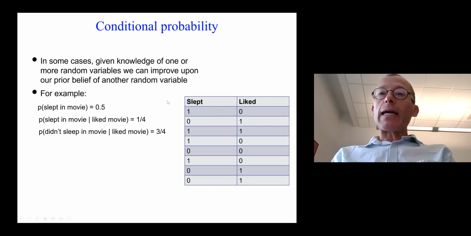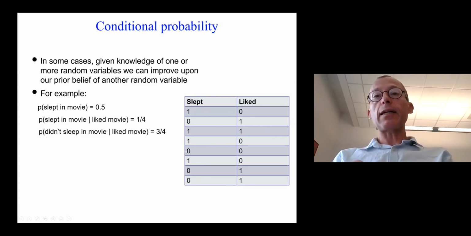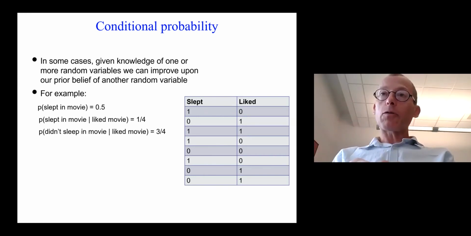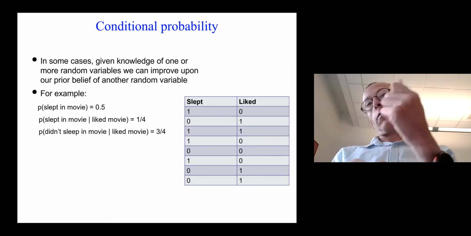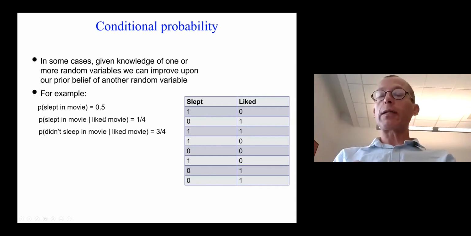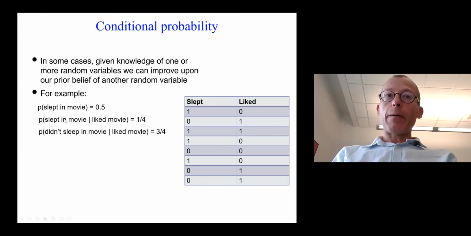But if I know that I like the movie, the probability changes. So if you want to know the probability that I slept, given that I like the movie, you restrict yourself to the rows of the table that only contain liked. And you can see that in this case, I only slept once out of the 4 times. And if I didn't like it, I slept 3 times. So if you know some other fact, not necessarily about the random variable itself, for example, if you know that I like the movie, then it can change your opinion or decision about whether I will sleep in it.